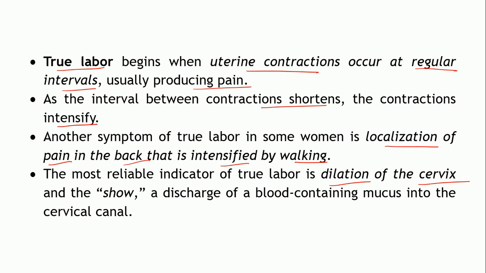Apart from that, there is something called a show. Now, what is a show? It is a discharge of blood containing mucus in the cervical canal. Due to the rupture of the amniotic sac, there will be a small discharge of blood containing mucus into the cervical canal, and that is known as a show. So this is the indication of the true labor.